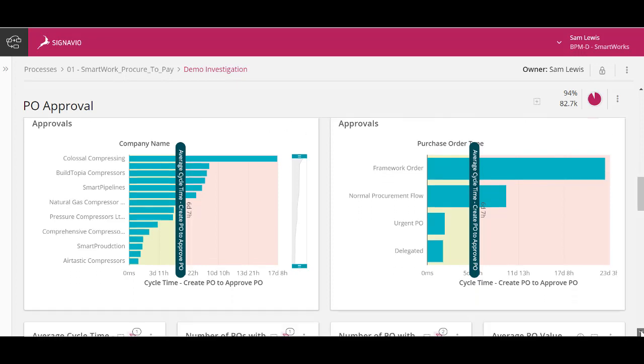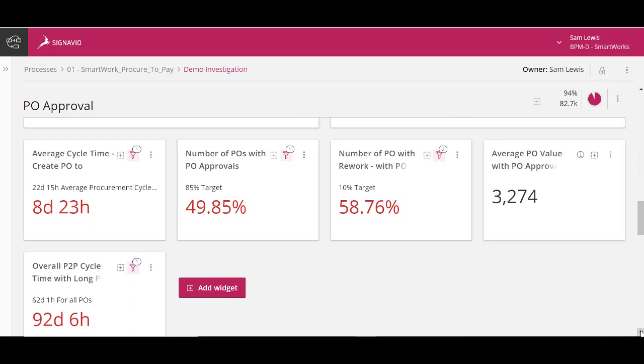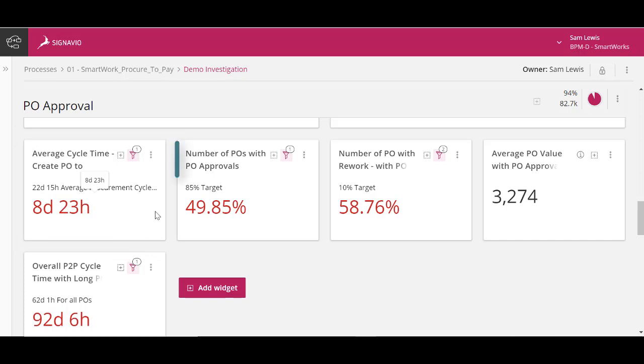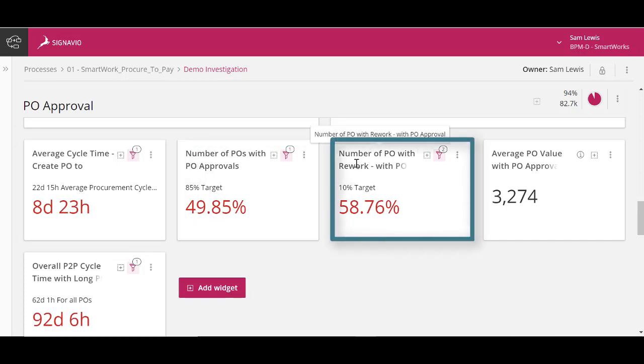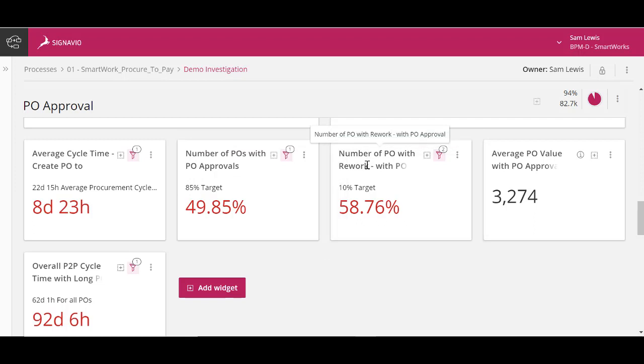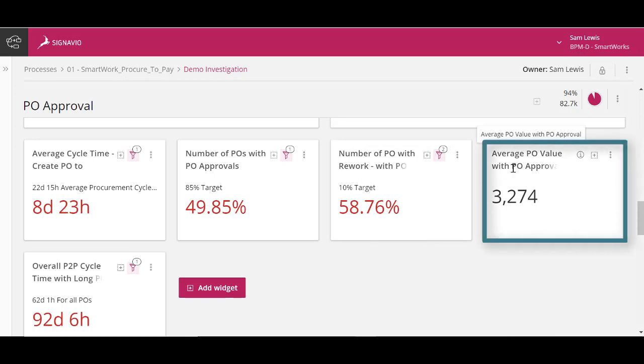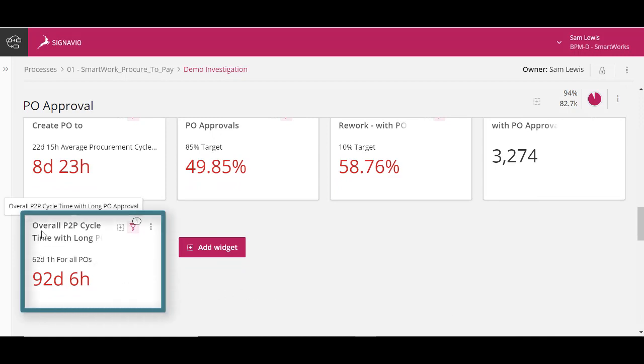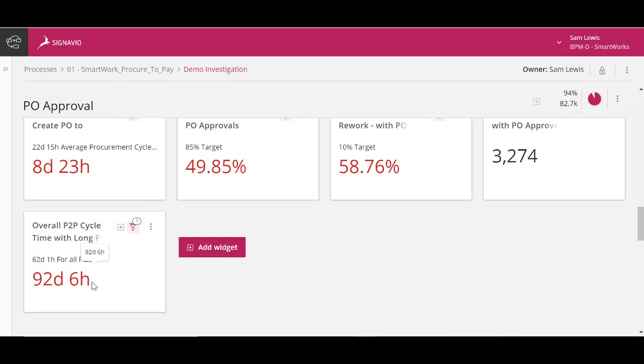The tool can provide key metrics such as average cycle time with respect to the overall procurement cycle time. It takes approximately 9 days on average to approve a PO. We can also see the percentage of POs which have been approved. This is currently 49.85%. 58.76% of POs currently have some sort of rework associated with them, which is above the target of 10% set out by the business. On average, POs have a value of £3,274, and having POs which take long to approve increases the overall cycle time from 62 days to 92 days and 6 hours, negatively impacting the efficiency of the business.